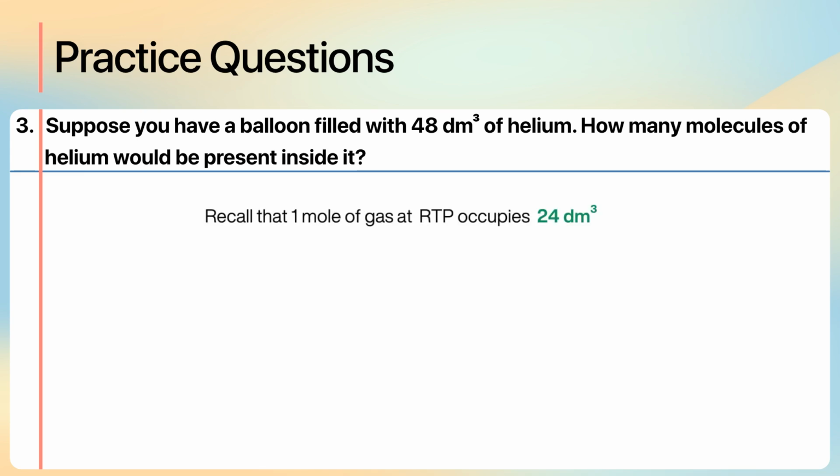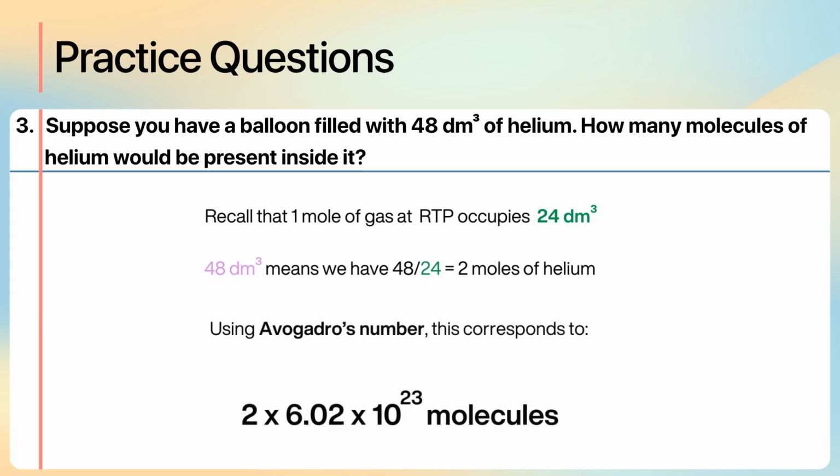Recall that 1 mole of gas at room temperature and pressure occupies 24 decimeters cubed. 48 decimeters cubed means we have 48 divided by 24, which equals 2 moles of helium. Using Avogadro's number, this corresponds to 2 times 6.022 times 10 to the 23, which equals 1.204 times 10 to the 24 molecules.